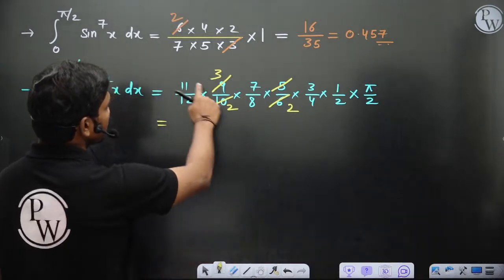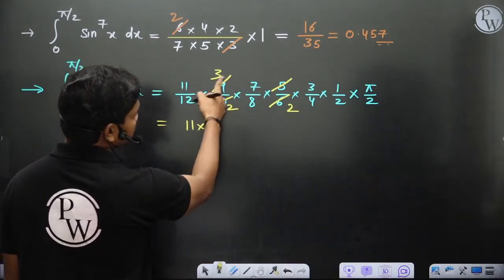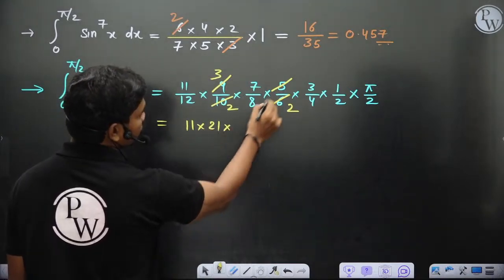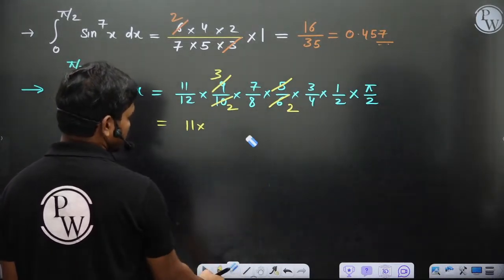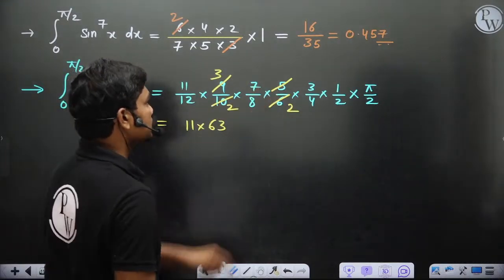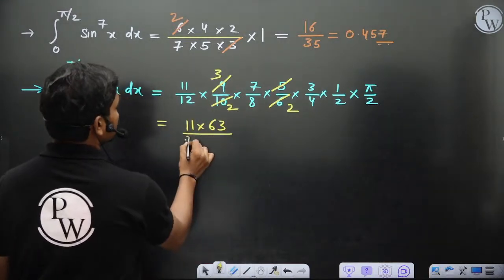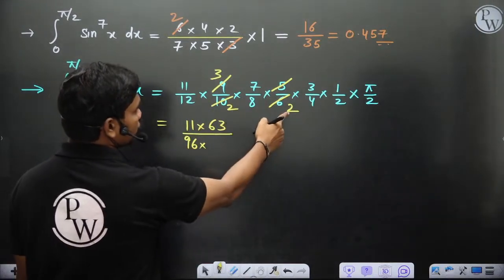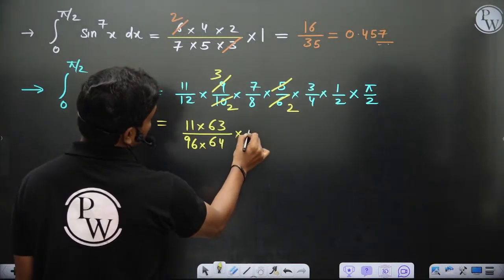Okay, so let's see, 11 into, this is 21, so 11 into 3 7s are 21 into 3, of course 9, so basically 9 7s are 63. Okay, so I can write 63. 11 into 3 7s are 21, 21 into 3 is 63, divided by 12 into 8, 96 into 2 2s are 4, 4 4s are 16, 16 into 4, 64 into pi, of course.